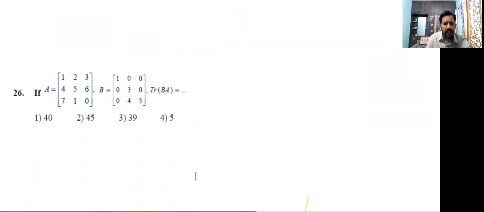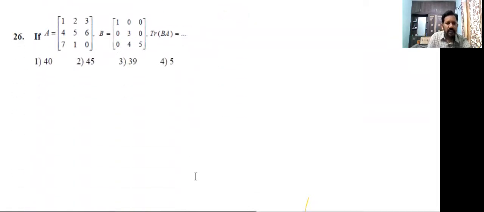Okay, students. Next question, see here. A matrix is given, B matrix is given, then find trace of BA. How to find the trace of a matrix? Trace of a matrix means sum of the principal diagonal elements. Yes or no? First, we need to find the product of the two matrices, that is BA. Trace of AB and trace of BA are both the same.